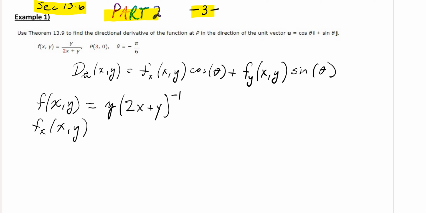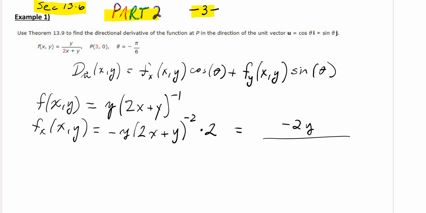But for the partial derivative with respect to x, where we treat y as a constant, we can do it this way. So we'll bring down the negative 1, so we get negative y times 2x plus y to the negative 2 power times the derivative with respect to x of 2x plus y, which would be 2. So times 2. So this will be equal to negative 2y over 2x plus y squared.